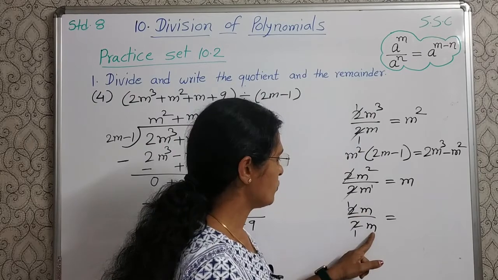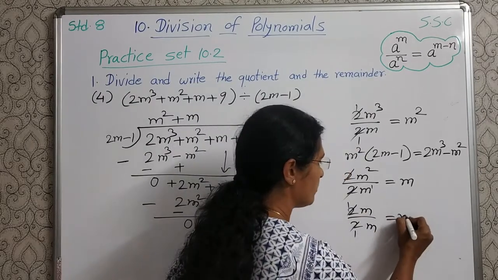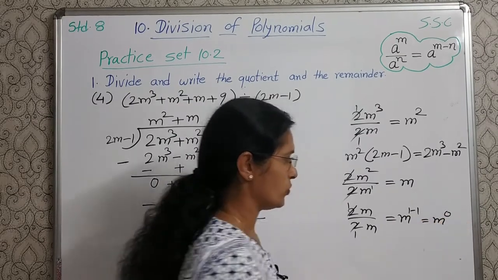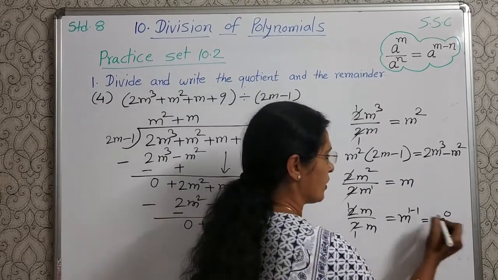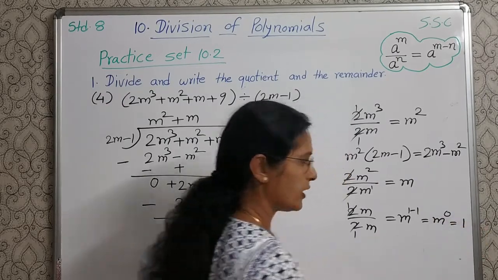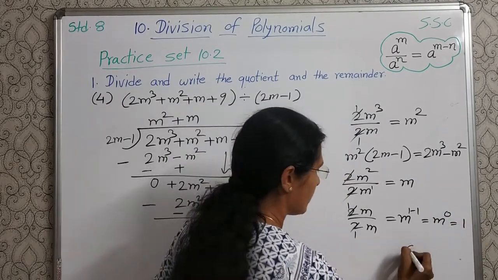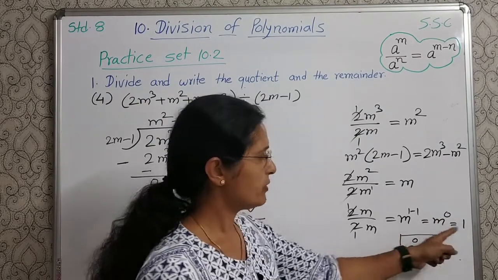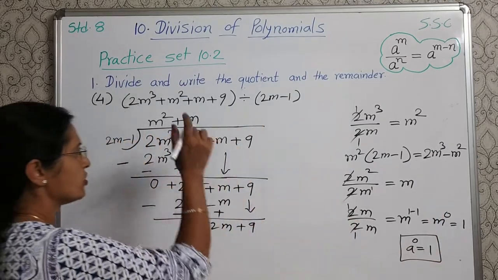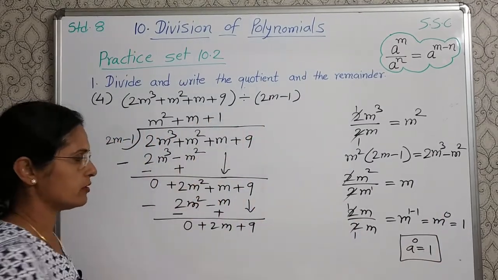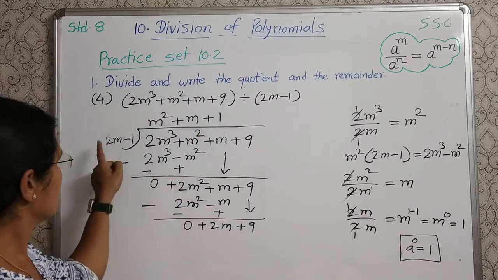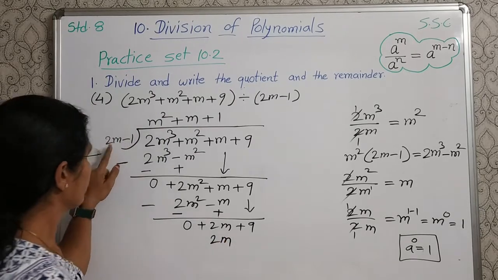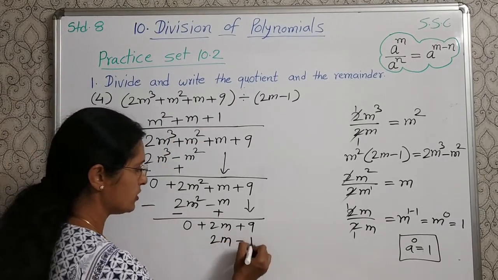M raised to 1, m raised to 1. So if we use that law, it means it is m raised to 1 minus 1. So it will be m raised to 0. And what is m raised to 0? M raised to 0 is 1. Again, the law is a raised to 0 is 1. So we used this law of indices here. M raised to 0 is 1. And that is the quotient. We write that quotient here. Now multiply this with the divisor. So 1 into 2m is 2m. Minus 1 into plus 1 is minus 1.